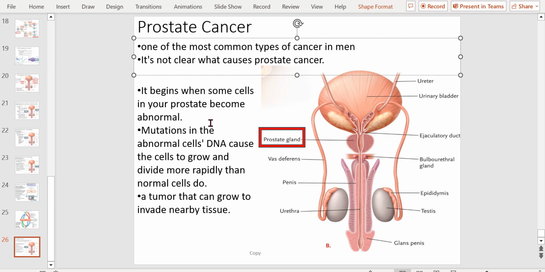It begins when some cells in your prostate become abnormal. Mutations in the abnormal cell's DNA cause the cells to grow and divide more rapidly than other cells do. And we all know a tumor can grow, invade nearby tissues, starve the other tissues, and grow out of control. So that's all we're looking for.